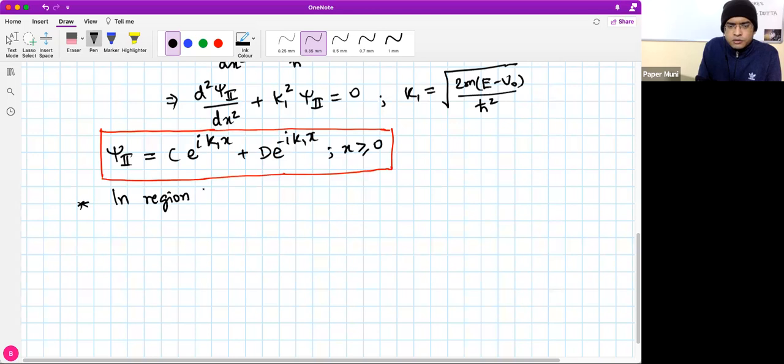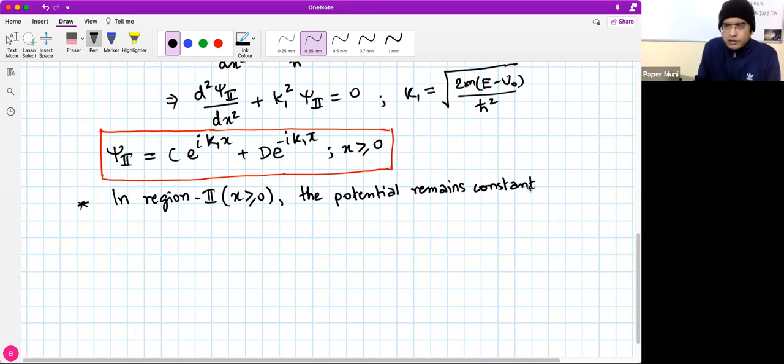All right, so let's write down this conclusion that in region 2, which is x greater than or equal to 0, the potential remains constant. It does not change further. Neither does it decrease, nor increase.